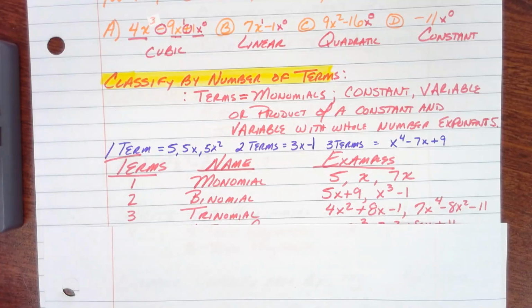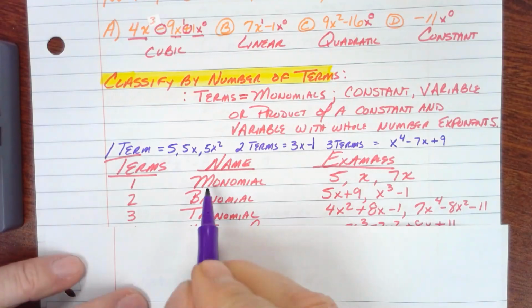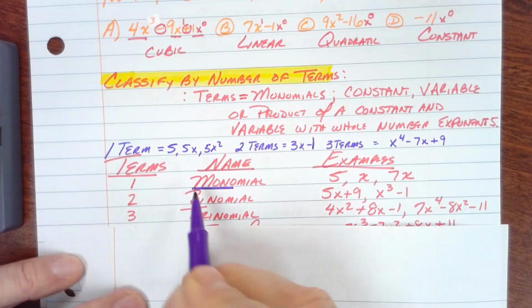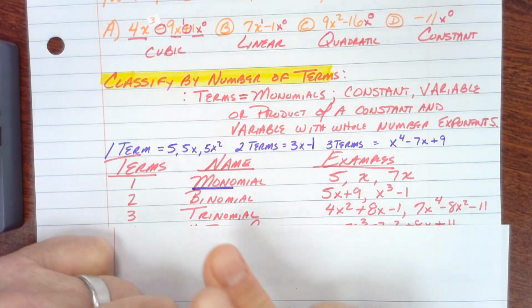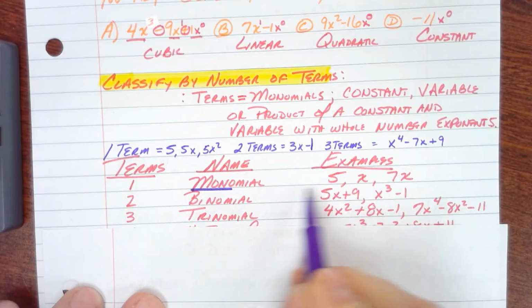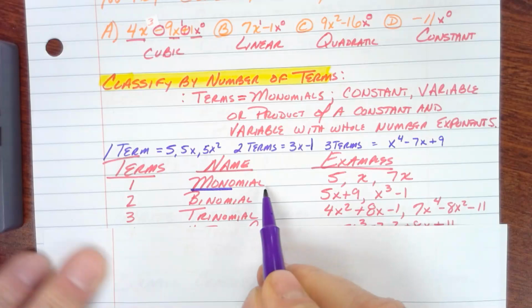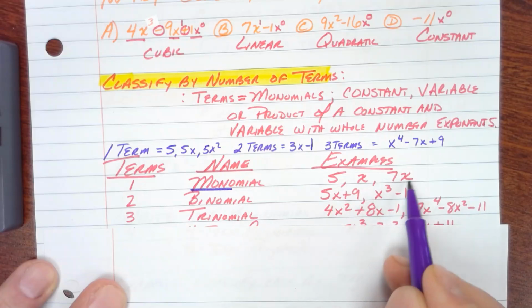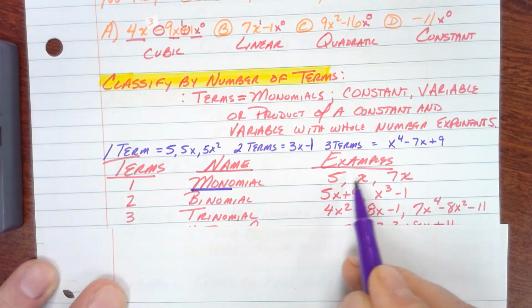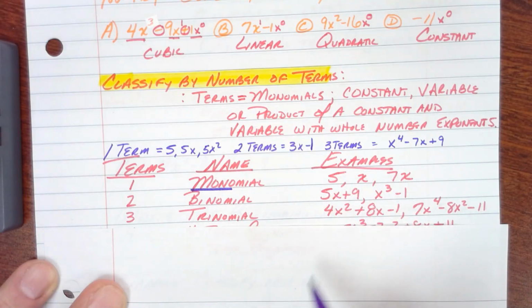They are part of polynomials. The nomial part repeats. Mono, monotone, someone who speaks at the same level, same pitch all the way through and doesn't change anything. One term, one voice level. 5 is a constant, a variable, and 7x is a product of a constant and variable.